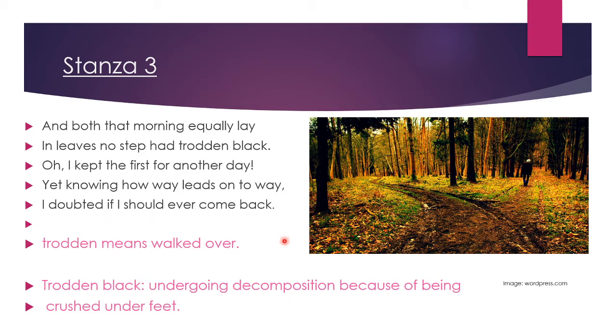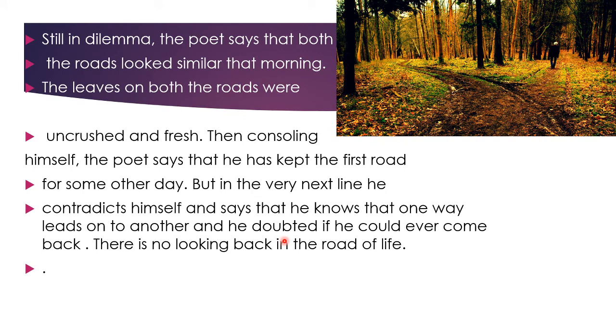So already the poet knows that once he had made a choice, he can rarely come back and retrace his steps. So, still in dilemma, the poet says that both the roads looked similar that morning. The leaves on both the roads were uncrushed and fresh. Then, consoling himself, the poet says that he has kept the first road for some other day. But in the very next line, he contradicts himself and says that he knows that one way leads on to another, and he doubted if he could ever come back. So there is no looking back in the road of life.